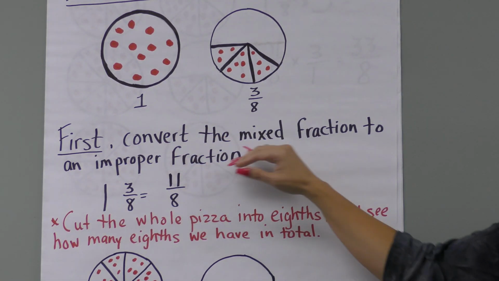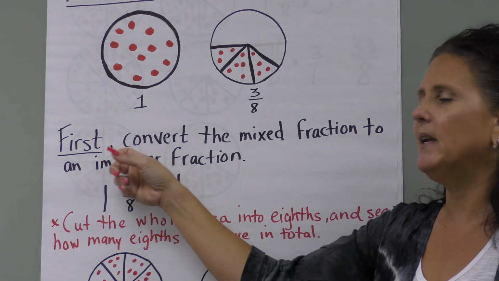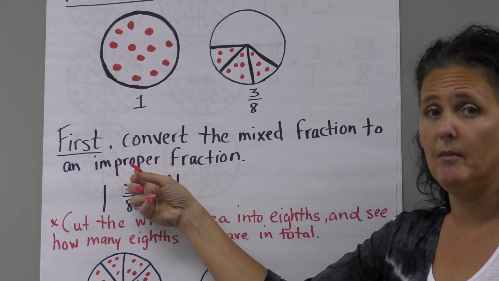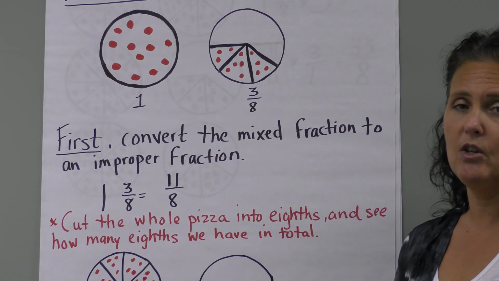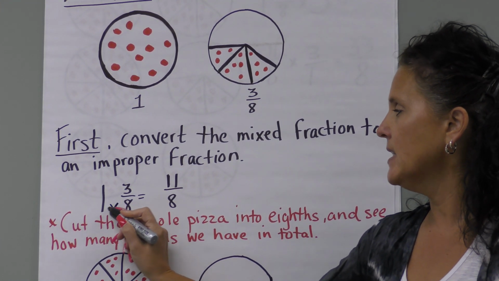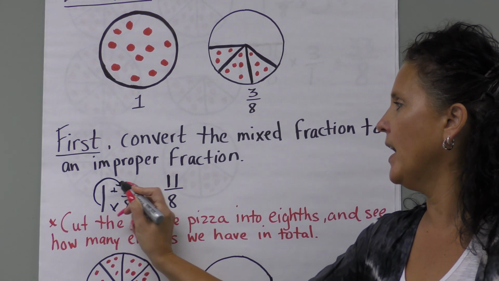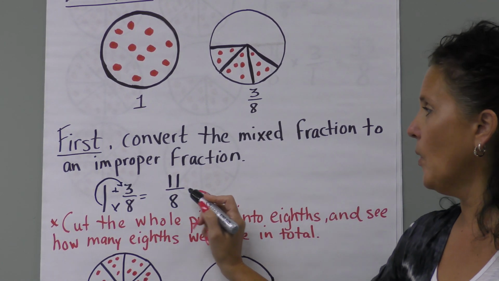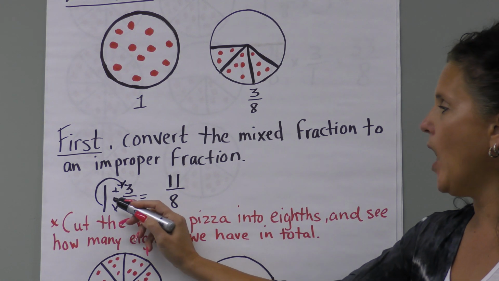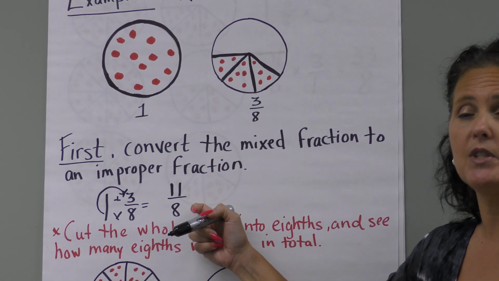So we're going to convert the mixed fraction to an improper fraction. Improper means the top number is bigger than the bottom number. The easiest way to do this, if we're looking at 1 and 3/8, is to multiply 8 times 1, which is 8, and then add the 3, right? That gives us 11. So 11/8 is 1 and 3/8 as an improper fraction. This is the way we want to use it.